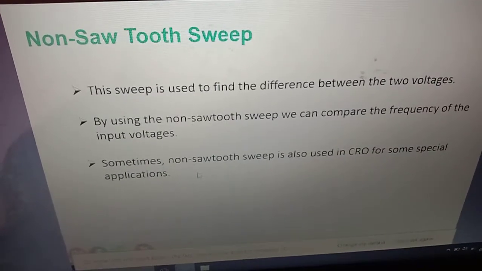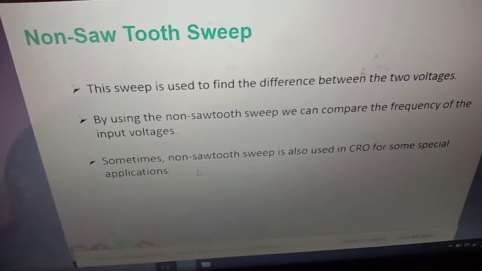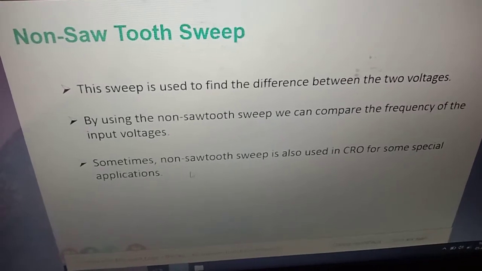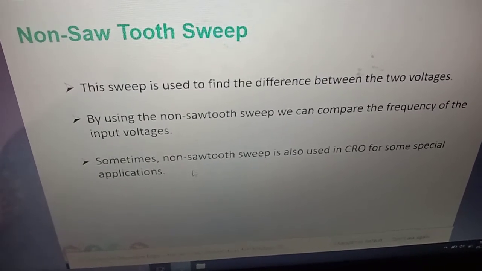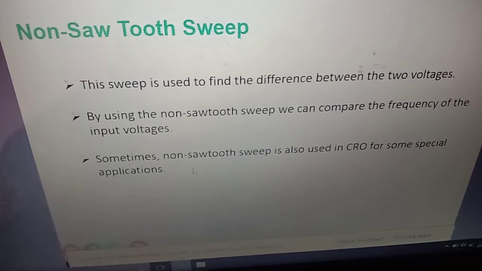Non-sawtooth sweep is used to find the difference between the two voltages. By using the non-sawtooth sweep, we can compare the frequency of the input voltages.